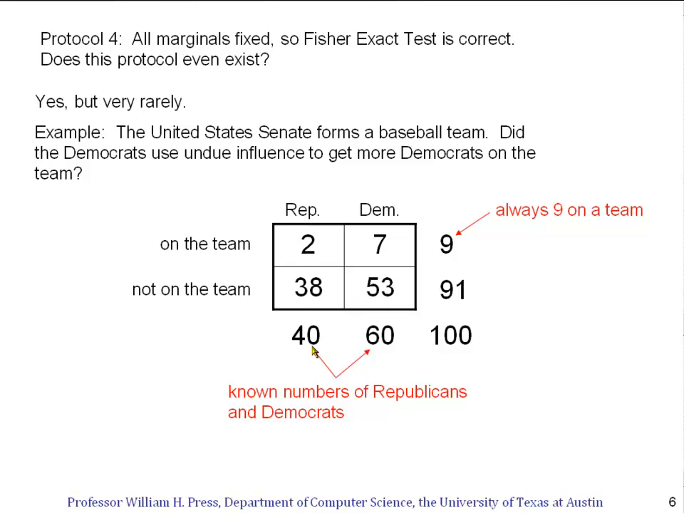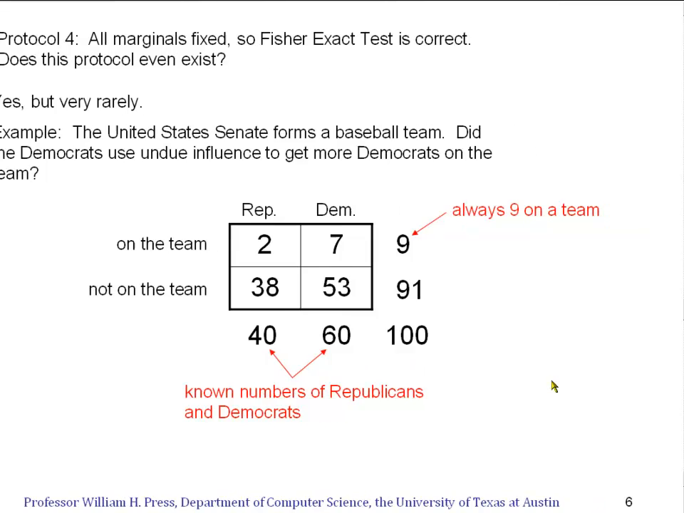The other things here just follow by subtracting from the marginals. So if you think about this, you'll see that all the marginals were fixed in advance before we saw the data. We knew the number on the team, we knew the total number of senators, and in particular we knew the number of Republican and Democrat senators. So there are examples where the Fisher exact test is exact, but they're few and far between.